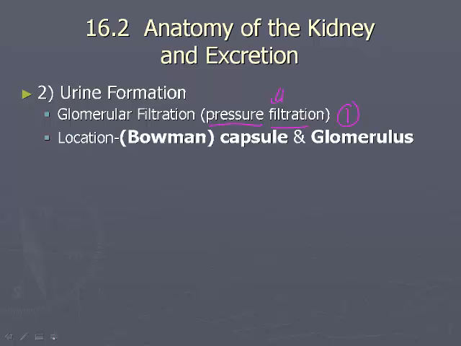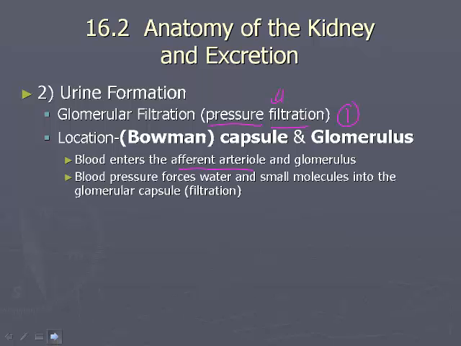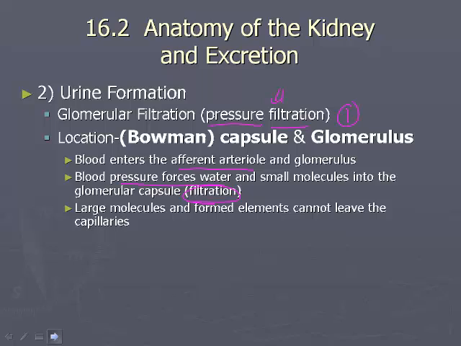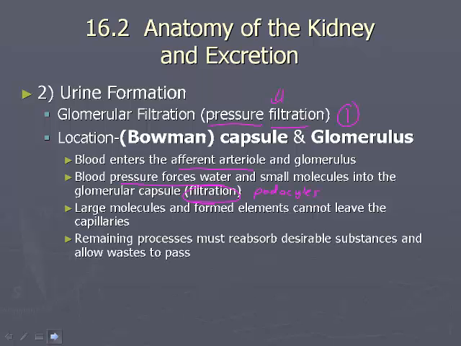So what happens, it's in the Bowman capsule in the glomerulus. And what's going on is blood's entering through this afferent arteriole, and it's pressurized. So what it does is it forces water and small molecules into the glomerular capsule, and it filters it, and it causes it to go into the nephron. Anything that can't be filtered through those podocytes will be brought back out through the efferent arteriole and brought back into the blood system, so it doesn't go through the kidneys.